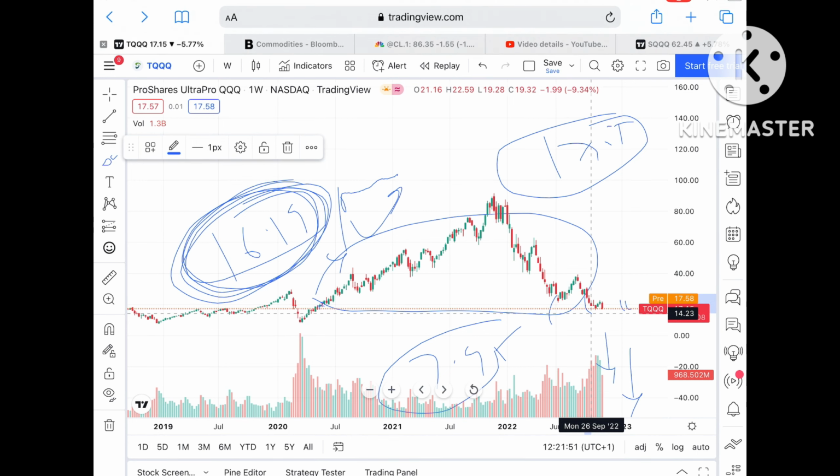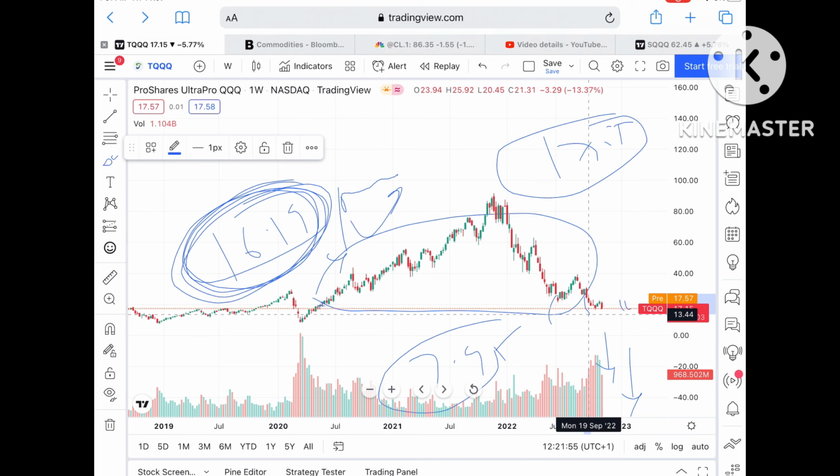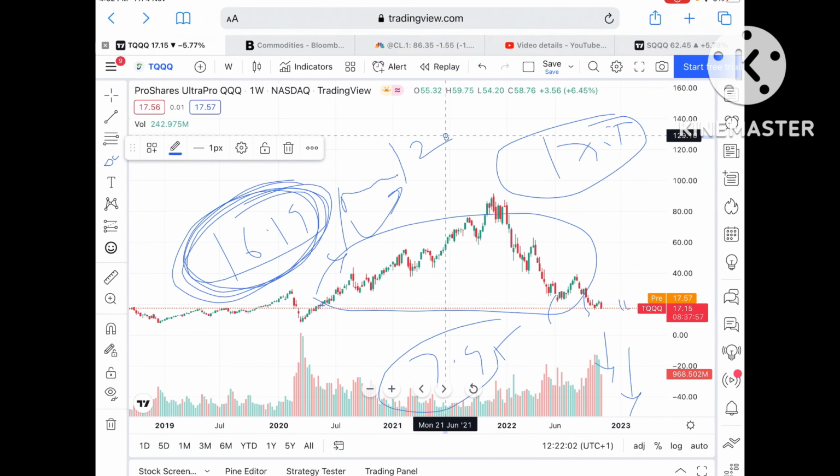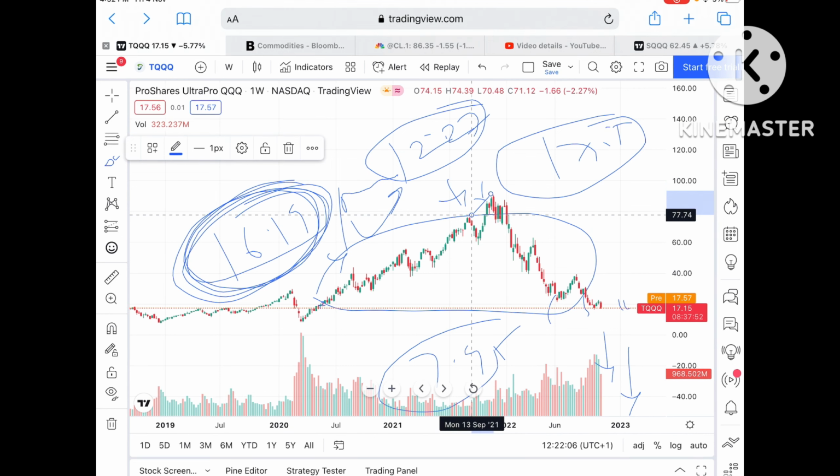And if that level also doesn't sustain, then we can see it can touch a level of $14.23, and from there we can see a level of $13.44. Okay, and suppose if the price falls below that level, then we can see it can go and touch a level of $12.27 also, and then further downside if the price doesn't sustain this particular level.